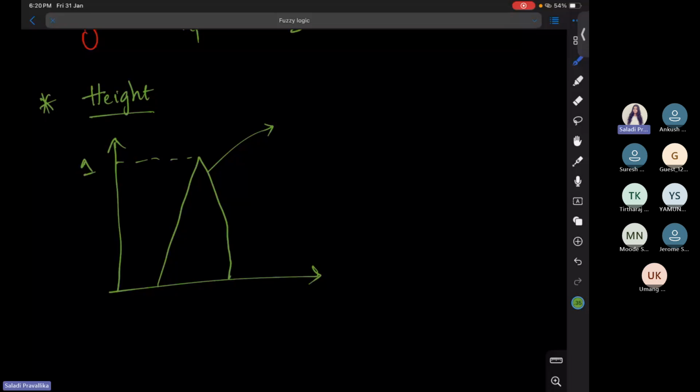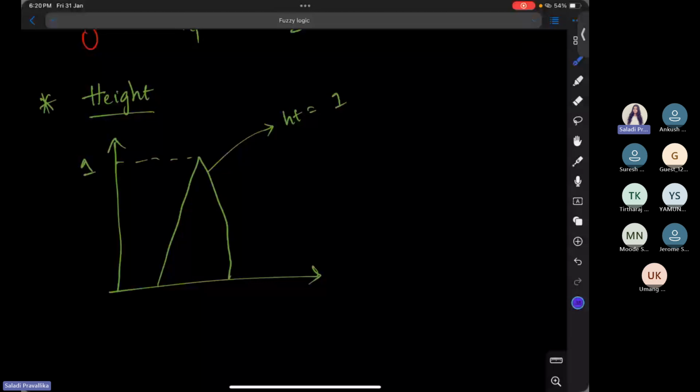Let us see another one. And this value is 0.7. Then the height of this is equal to 0.7. So whatever the maximum membership value is, that is what is the height. And if we have to represent it, then we can write it as height of A is equal to maximum of mu A of x.